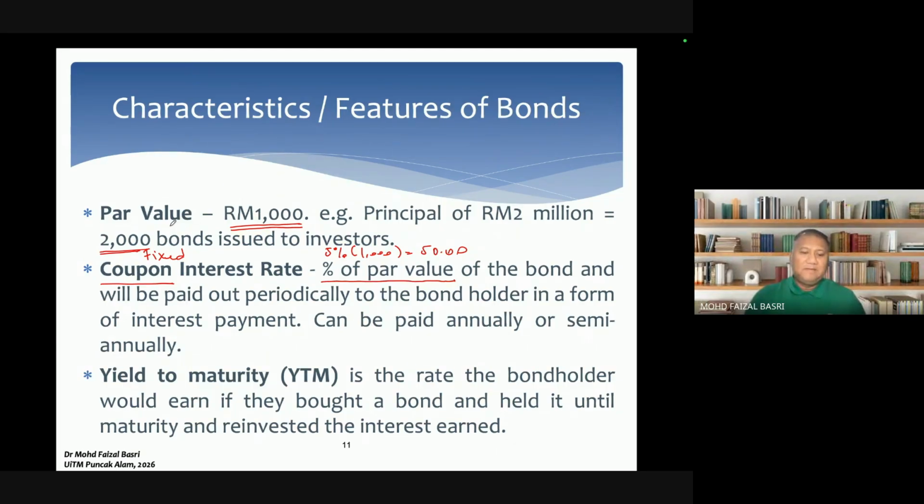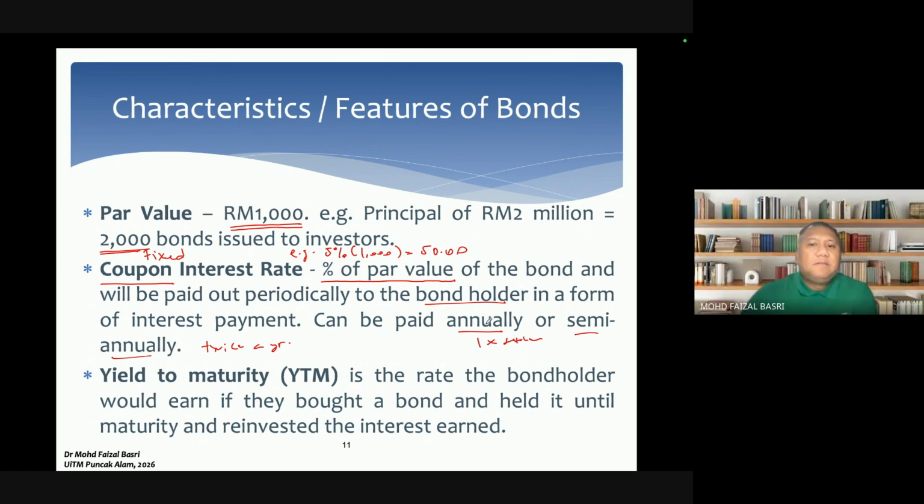So 2 million darab 5% lah. So about 100,000. Okay, about 100,000 ringgit worth of interest needs to be paid every single year. Okay, so tu contoh lah, ni example. And the coupon needs to be paid to the bondholders is either annually, satu kali setahun, or semi-annually, twice a year lah.